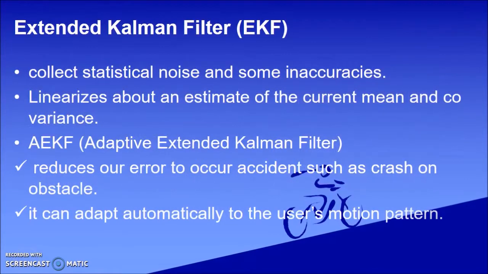Now let me introduce the other conditions for our mobile robot. The first one is the extended Kalman filter, EKF. It can correct statistical noise and some inaccuracy. It also can linearize about an estimate of the current mean and covariance.